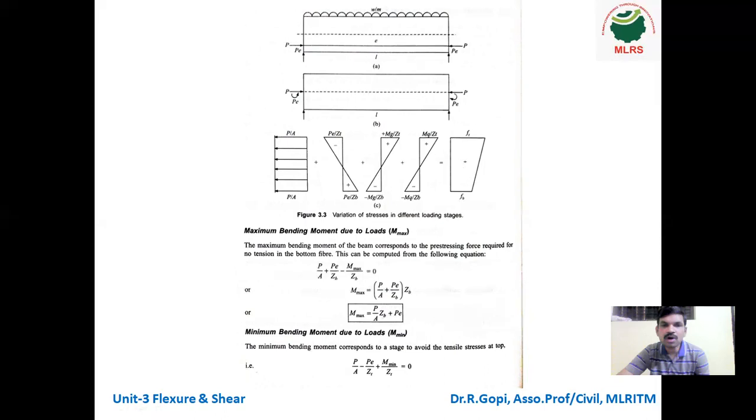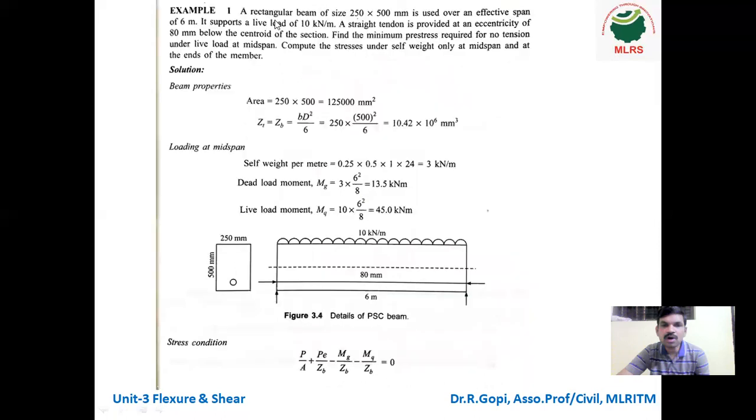So these are all the things I have written formula-wise. This formula we already discussed in the stress concept. So next we will see the first problem.